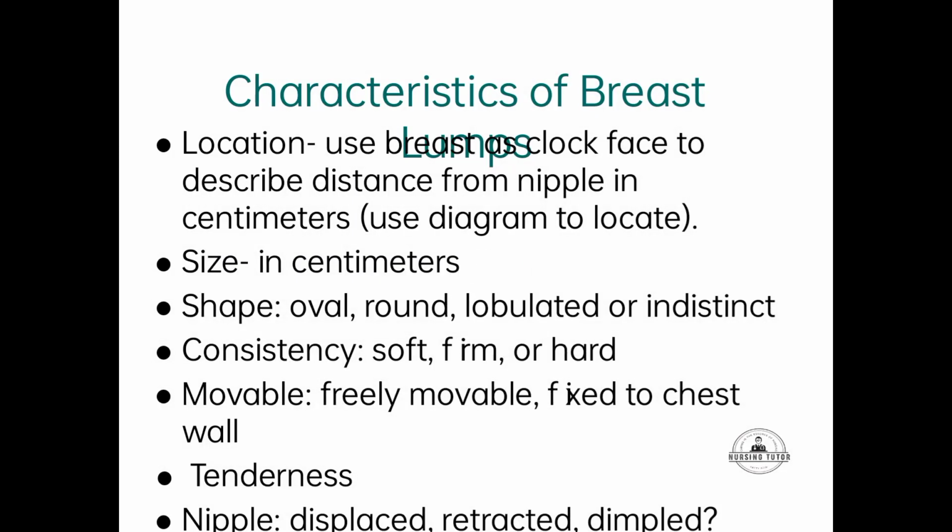Characteristics of breast lumps. Location: use the breast clock face to describe distance from the nipple in centimeters, and use a diagram to locate it. Size in centimeters. Shape: oval, round, lobulated, and indistinct. Consistency: soft, firm, and hard. Mobility: freely movable, or fixed to the chest wall.